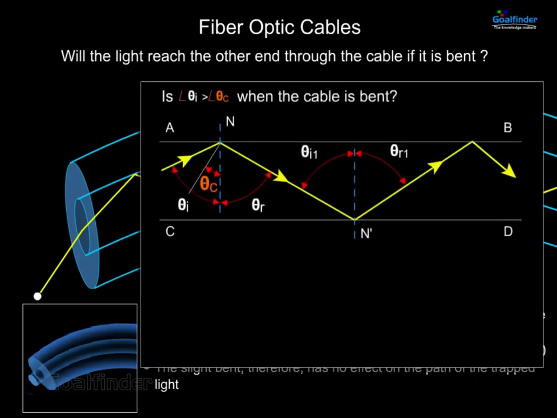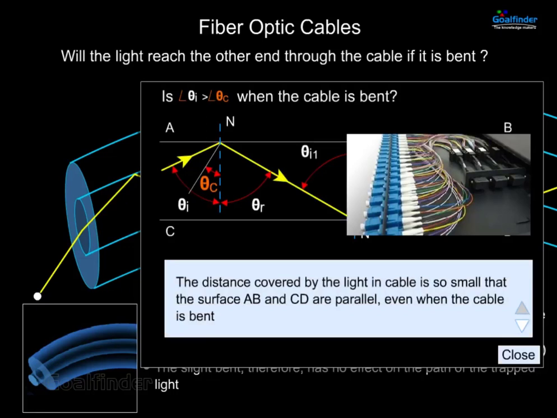Is angle theta I greater than angle theta c when the cable is bent? The distance covered by the light in the cable is so small that the surfaces AB and CD are parallel even when the cable is bent.